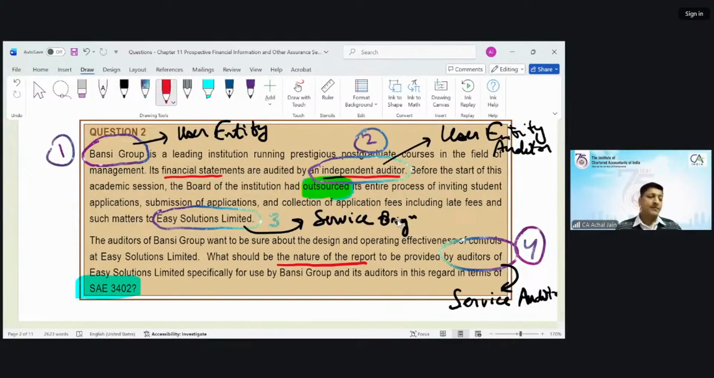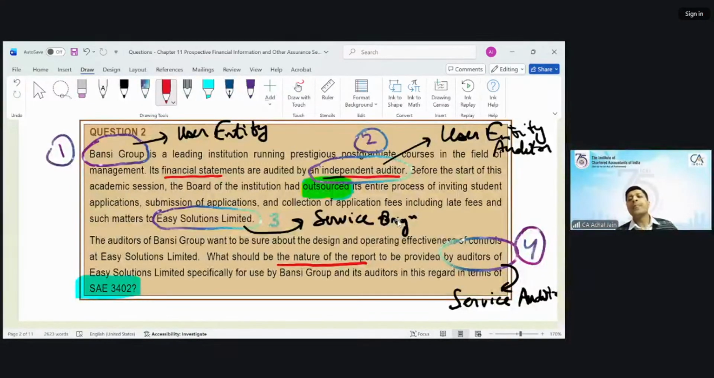The requirement of the question: what should be the nature of the report to be provided by the auditor of EC Solution, which means the service organization, to the user entity auditor? In this case, they are checking the design and operating effectiveness of the controls, and only the type 2 report talks about the operating effectiveness of the control. So clearly the user entity auditor is expecting to get the type 2 report from the service auditor.